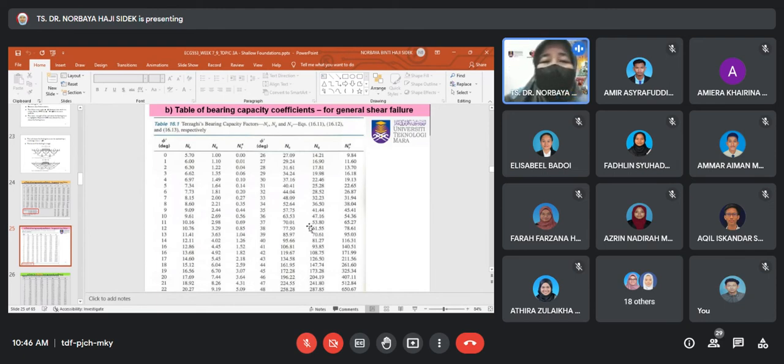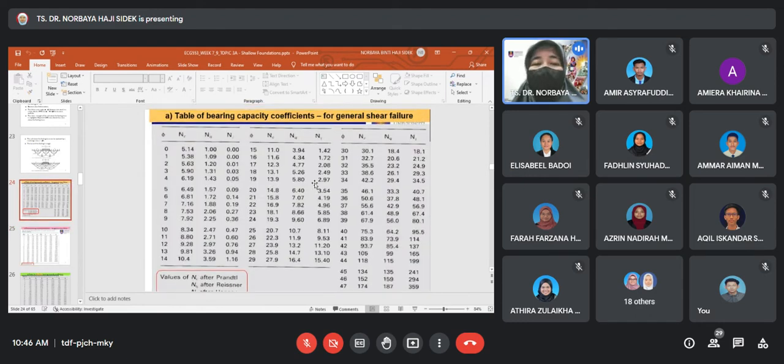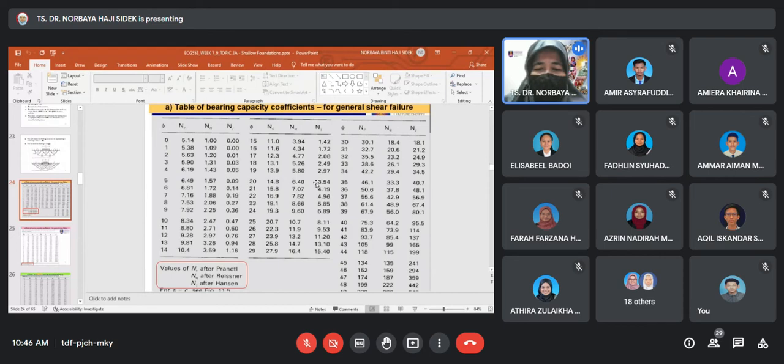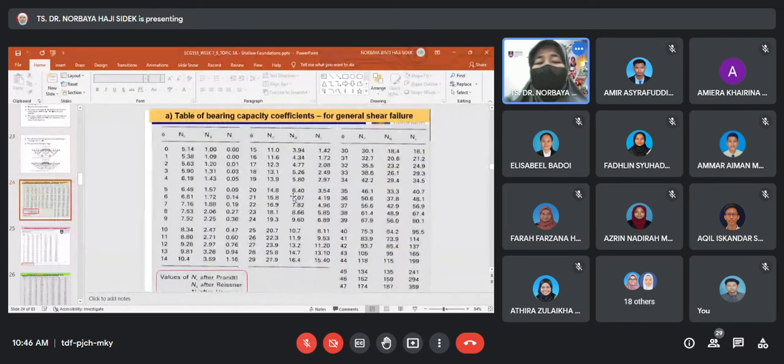If the equation is asking you, usually for the table, they will put it in the attached appendix, right? So if they give you the Terzaghi bearing capacity factors, you just refer to the Terzaghi bearing capacity factors. If the table given to you is for Vesic, Meyerhof, and Hansen, you may refer to this table.